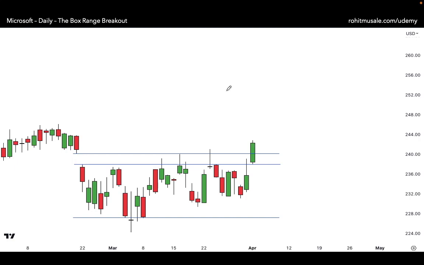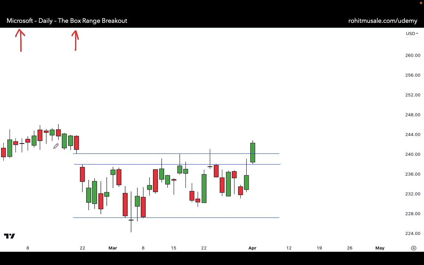In this video, I want to show you a box range breakout. So first, let's try to understand what exactly is box range in Japanese candlesticks terminology. So this is a daily time frame chart of Microsoft.